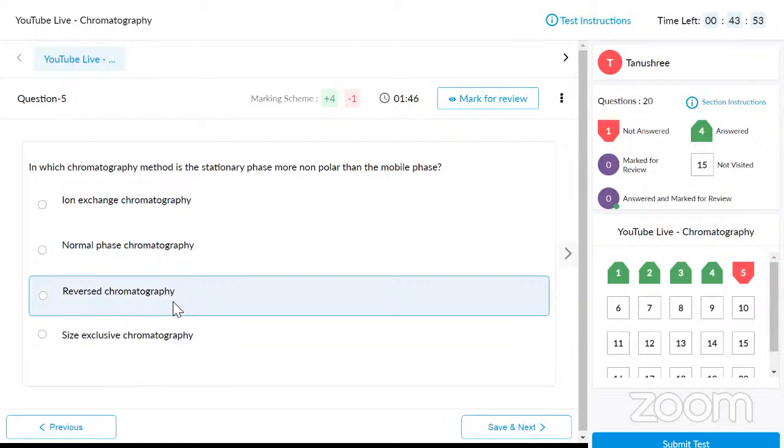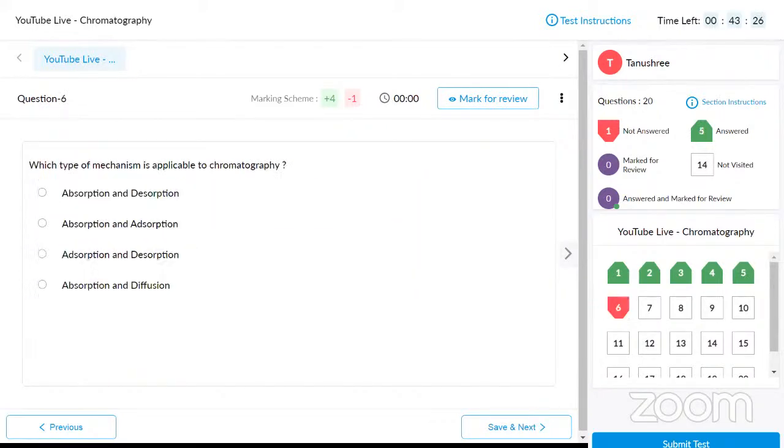Why? Because only in reverse phase chromatography do we have a non-polar stationary phase and a polar mobile phase. That is why in reverse phase chromatography we have these silica columns. We have the multiple chaining of carbon in silica columns. We have the C18 column, we have the C8 column. That is the reason why reverse phase chromatography has a non-polar stationary phase. So the answer is reverse phase chromatography.